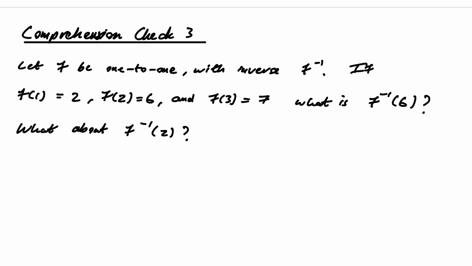So imagine I have a one-to-one function f with inverse f inverse. If I'm given three pieces of information, f of 1 is equal to 2, f of 2 is equal to 6, and f of 3 is equal to 7, what's the inverse of 6? So what do I know?